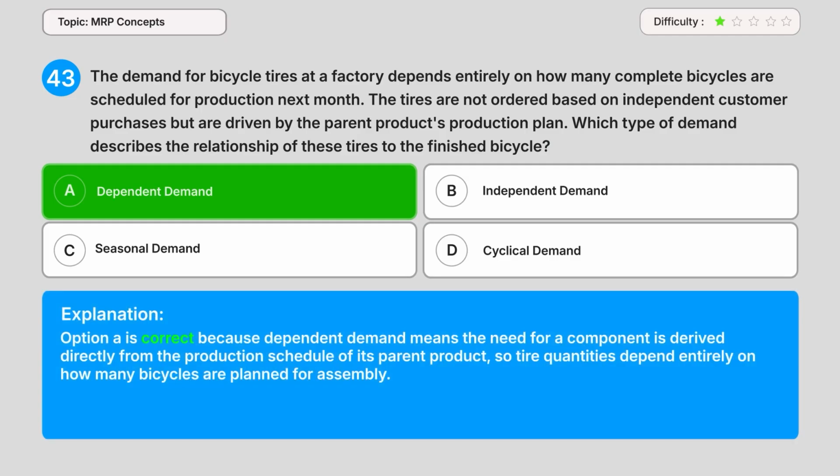Explanation: option A is correct because dependent demand means the need for a component is derived directly from the production schedule of its parent product. So tyre quantities depend entirely on how many bicycles are planned for assembly.